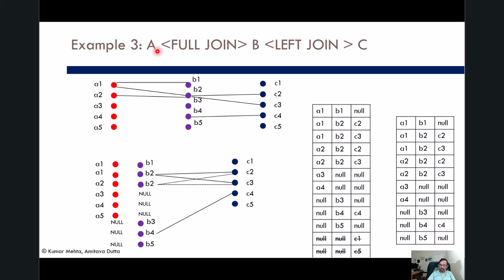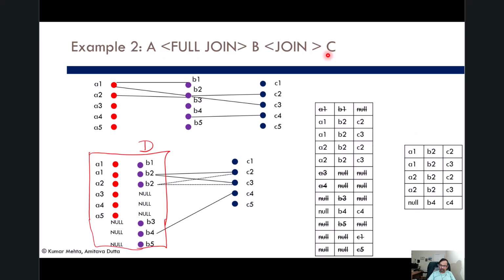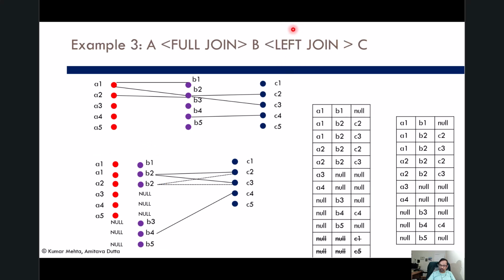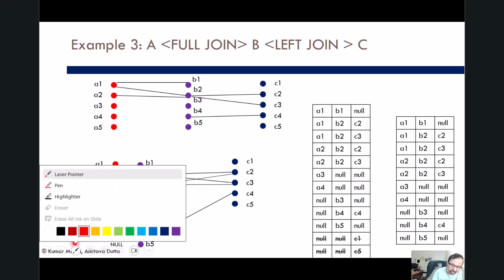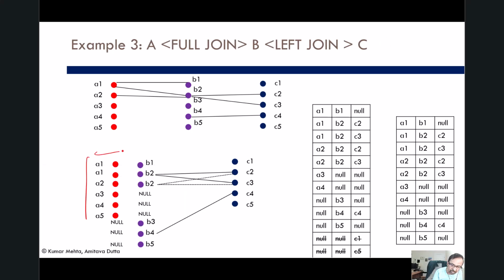Same 3 tables: A full join B, and then you have the table C, but this time a left join. So what's the difference with the previous example? Same 3 tables. Instead of doing an inner join as the second step, we are doing a left join in the second step. So A full join B is the intermediate table. Think of this as the table D. And I'm doing a left join with C.